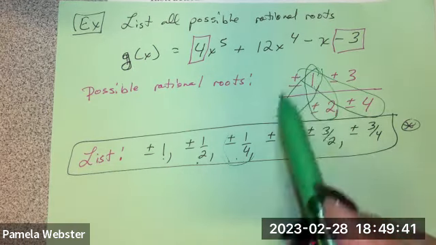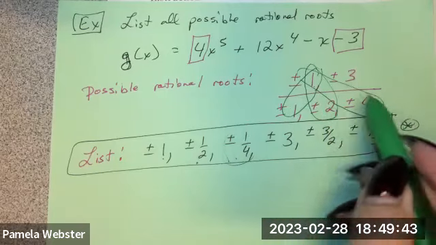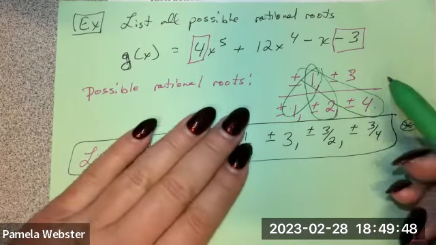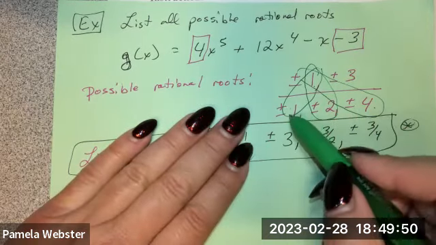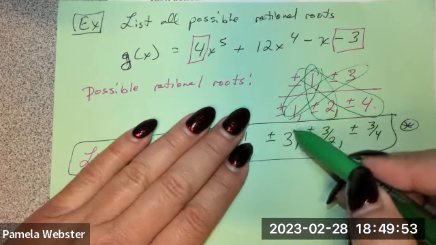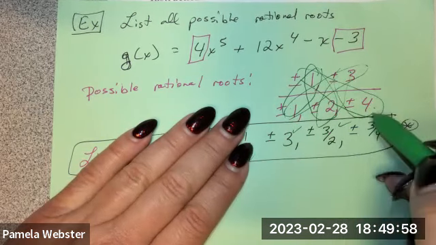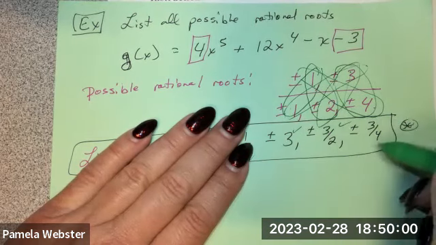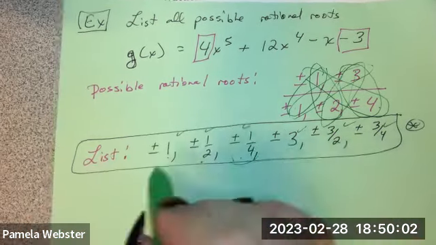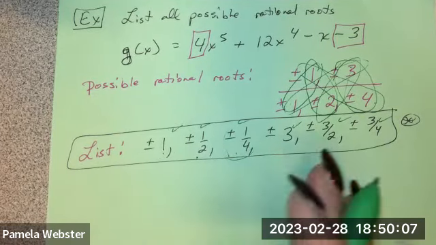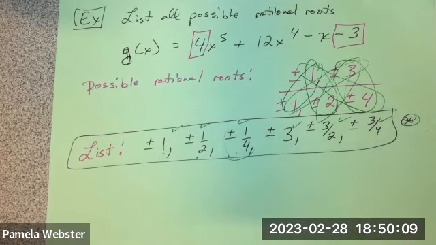So the 1 on top should have 3 things, 1, 2, 3, with the different denominators. Got it. And the 3 on top, so let me see here, should have 3 things with the different denominators. 3 over 1, yep, I've got it. 3 over 2, yep, I've got it. And 3 over 4, yep, I've got that one too. So, and remember, all of those are plus or minuses, right? So I've actually got right here 6 numbers, but if I do the plus or minus, there's 12 possible solutions. So if you listed that out, you'd have 12 numbers.